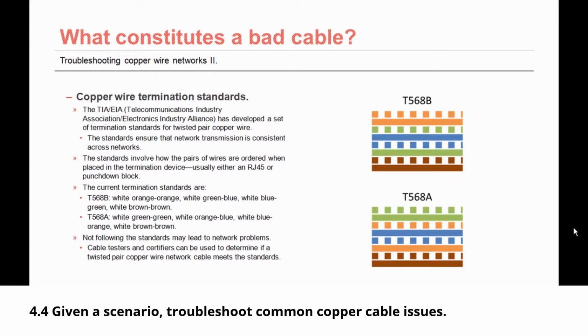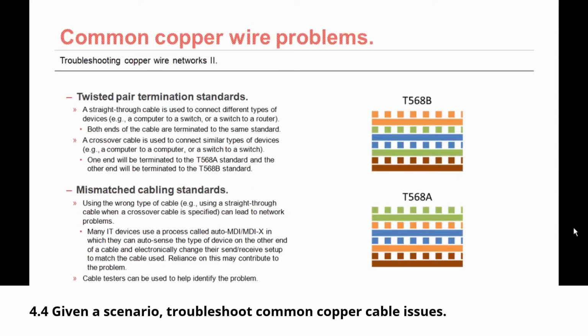Cable testers and certifiers can be used to determine if a twisted pair copper wire network cable meets the standards. We're going to begin with twisted pair termination standards. A straight-through cable is used to connect different types of devices, e.g. a computer to a switch or a switch to a router. Both ends of the cable are terminated to the same standard. Alternatively, there's a crossover cable. A crossover cable is used to connect similar types of devices, as in a computer to a computer or a switch to a switch. One end will be terminated to the T568A standard and the other end will be terminated to the T568B standard.